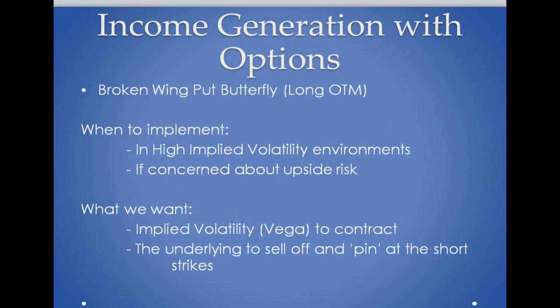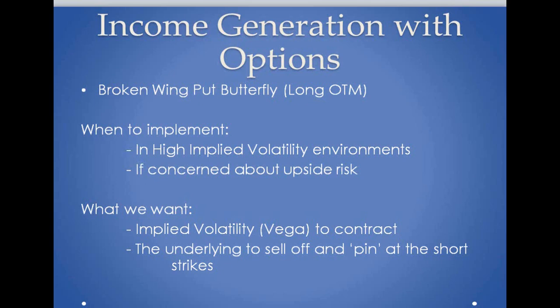When to implement this? Again, we are going to implement this strategy, this broken wing butterfly, in high implied volatility environments, and if we're concerned about the upside risk of this underlying. We may think it's going to stay right here, but we're really concerned about the upside. This will give us some upside potential still. On the downside is where we will lose money if it turns around and goes the other way.